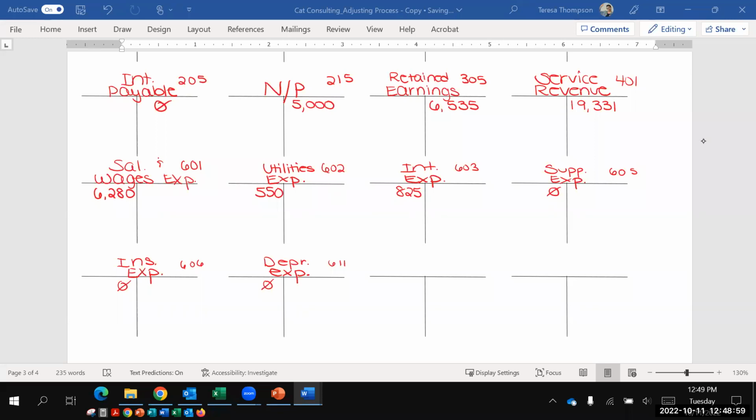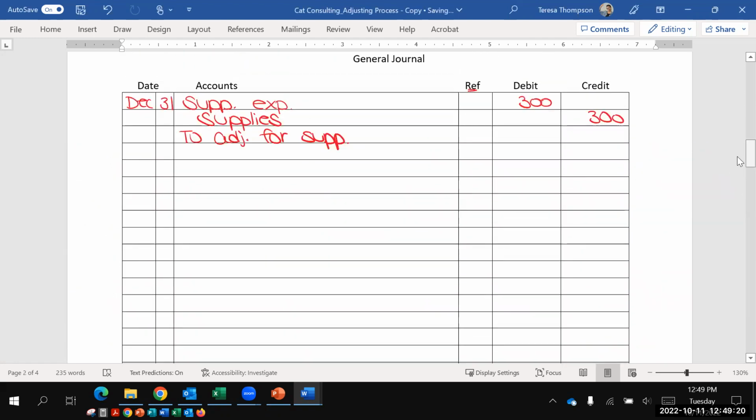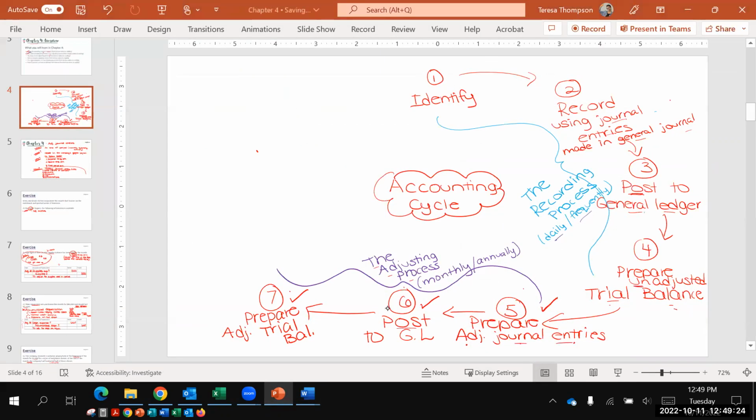All right, I've entered beginning balances, the ones that were either provided from the unadjusted trial balance, or I put 0 in if they are only used again in the adjusting process. They didn't have a beginning balance. All right, so now I've set up my T accounts. I'll go ahead and post that first entry that we did, because again, we journalize and then we post. So let's go ahead and post.